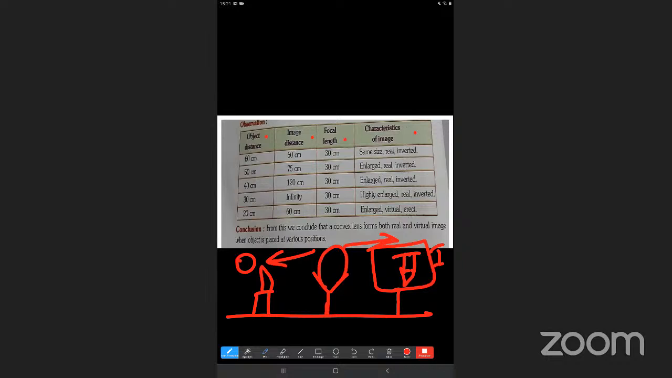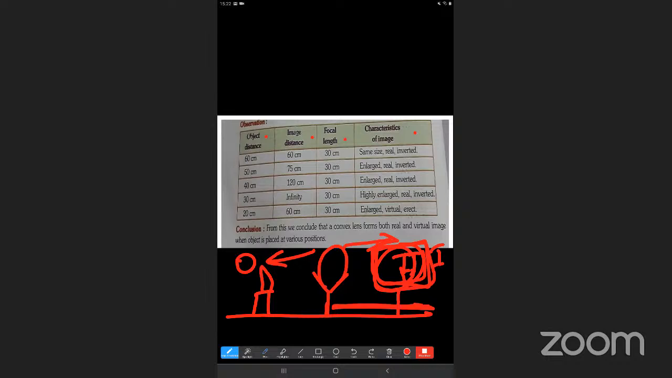Now, in the next case, if the object distance is 50 centimeters from the lens, now the distance from the lens to the object is 50. Where will the image be formed? So the image will be formed at 75 centimeters from the lens. Yes, when we move this screen on the other side of the lens, at the 75 centimeters distance from the lens to the screen, the clear image will be formed on the screen.